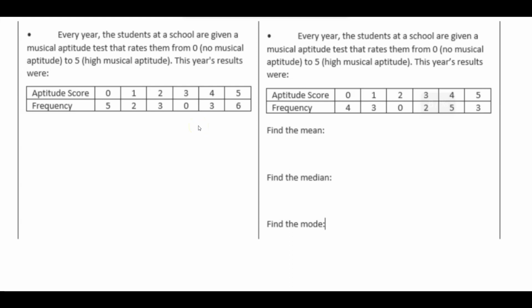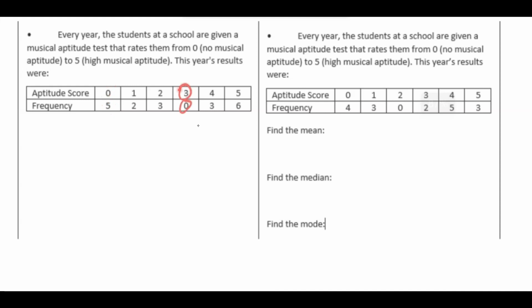Let's take a look at finding mean, median, and mode from a frequency distribution table. Every year the students at a school are given a musical aptitude test that rates them from 0, no musical aptitude, to 5, high musical aptitude. This year's results were, and this is a frequency distribution table, 5 students got a 0 aptitude score.